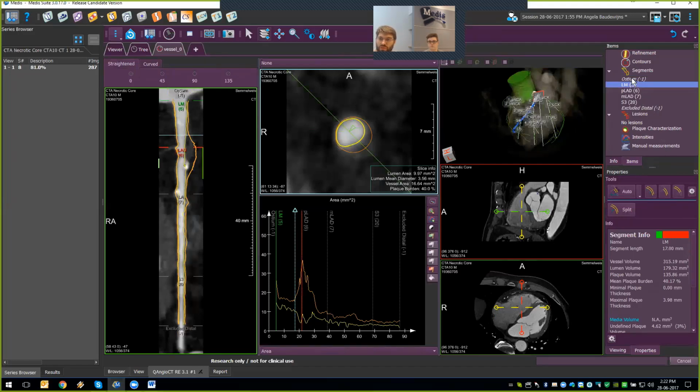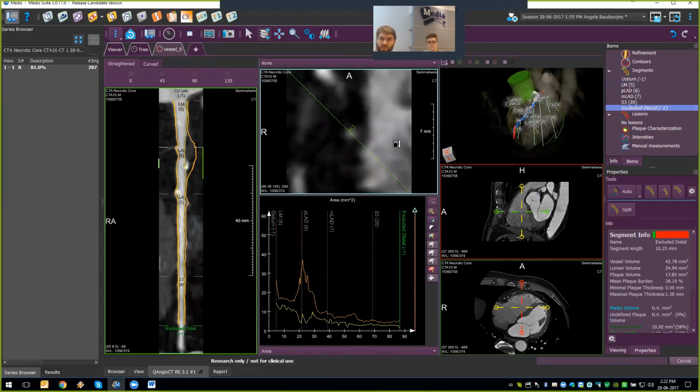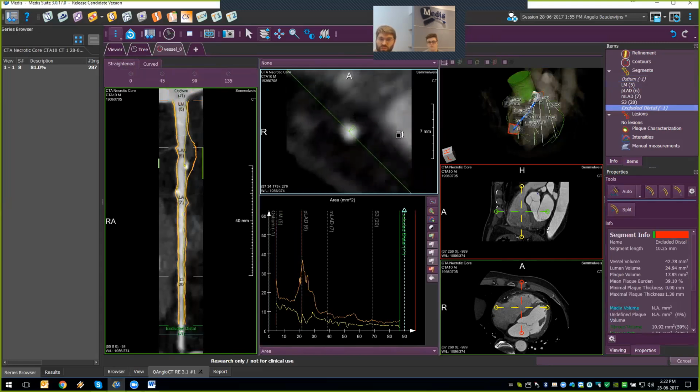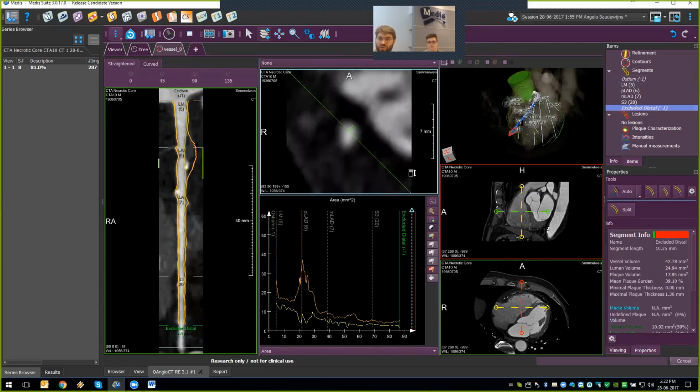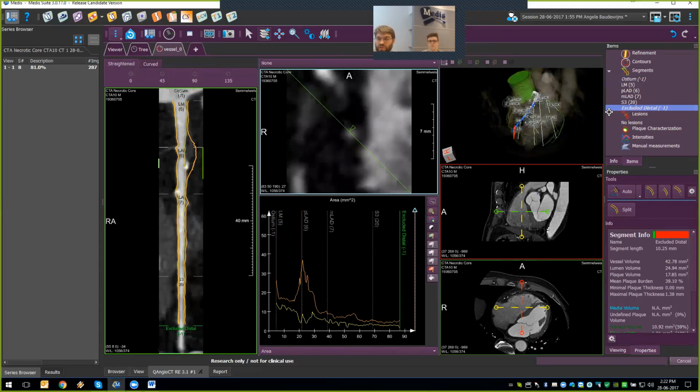Furthermore, there are two excluded parts here, which the computer automatically detected. This beginning part of the vessel is not yet separated from the aorta, and there's an automated exclusion on the distal part, where the vessel has become too small, or there's too big of a narrowing to do a really good quantitative analysis.